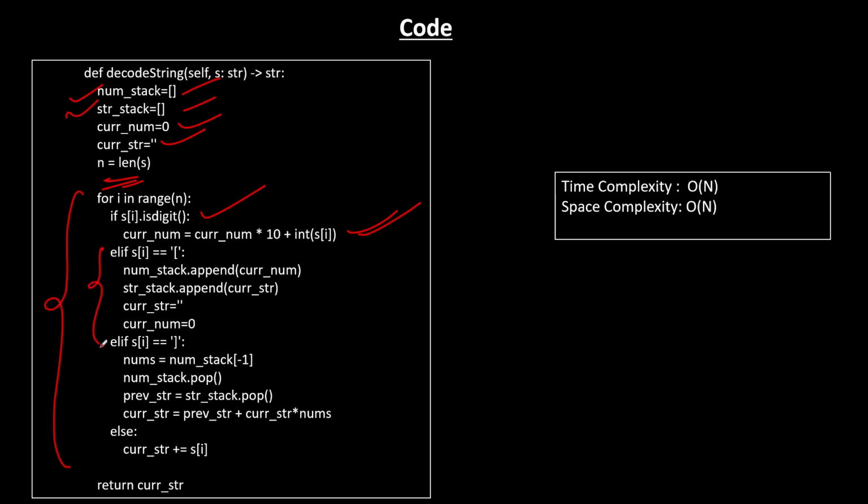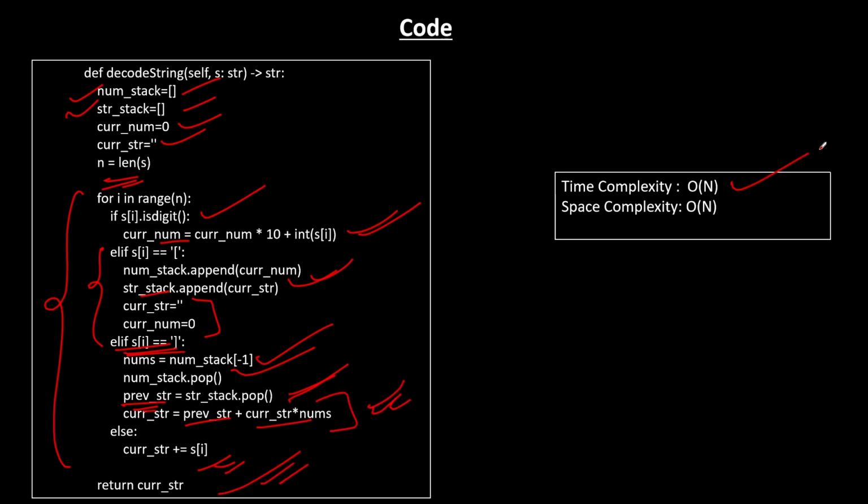If it is an opening bracket, we do this. We just put the current num into the number stack, then the current string into the string stack, then we make them empty. If it is a closing bracket, we take the latest number from the number stack, we pop it, we throw it out. Fine. We take the previous value string from the stack, and since we are recording the current string here, we take this. I explained this calculation previously, and at the end we return the string.